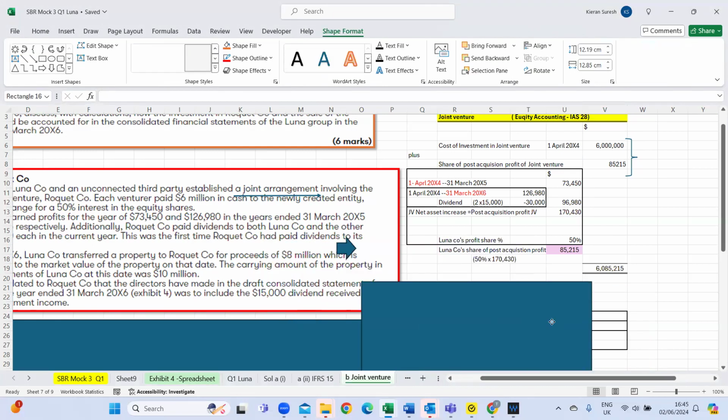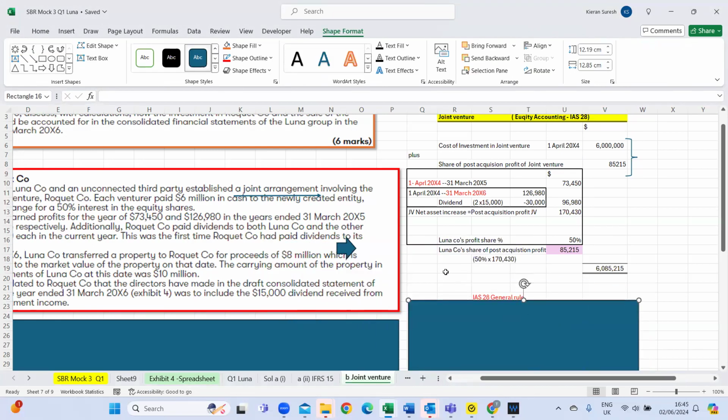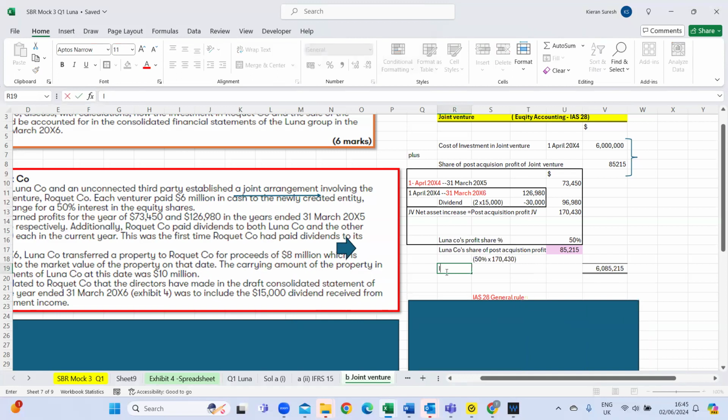So this is what is known as the investment in joint venture. Investment in joint venture carrying amount, using the equity method, on what date? This is the carrying amount for 31st March 2016. I hope it's clear, right? 2016. This is exactly the same.